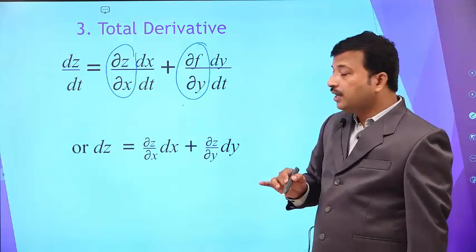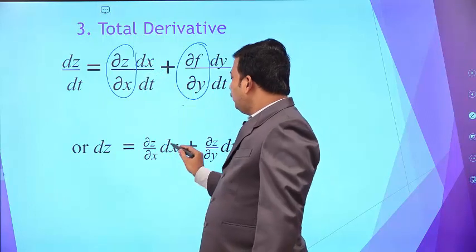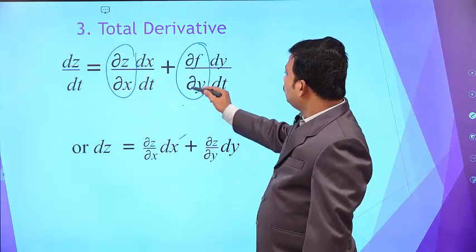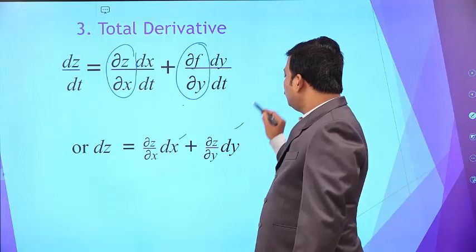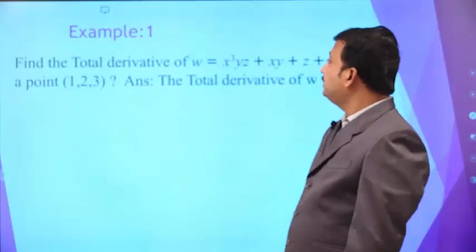So now, dz, how can you write? dz = ∂z/∂x dx + ∂z/∂y dy. So that is the way of representing the total derivative.